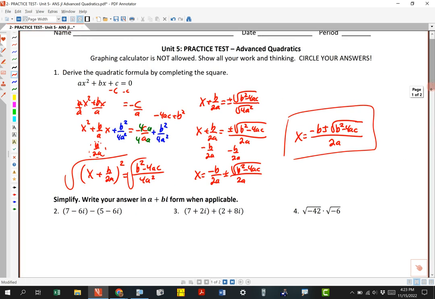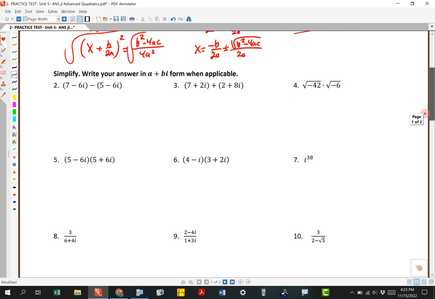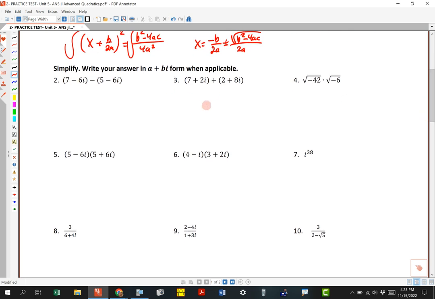Okay, I'm going to come down here and take a look at the next few. We want to simplify each one of these complex operations or operations with complex numbers. So here's what I'm going to do on this one.